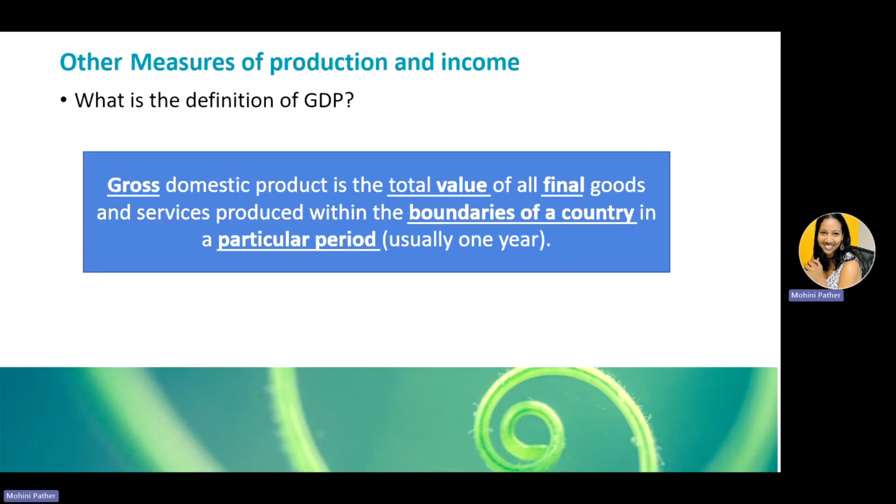What is the definition of GDP? We also have that sewn up. Okay, so it's the total value of all the final goods and services we produce within the boundaries of our country for a particular year.